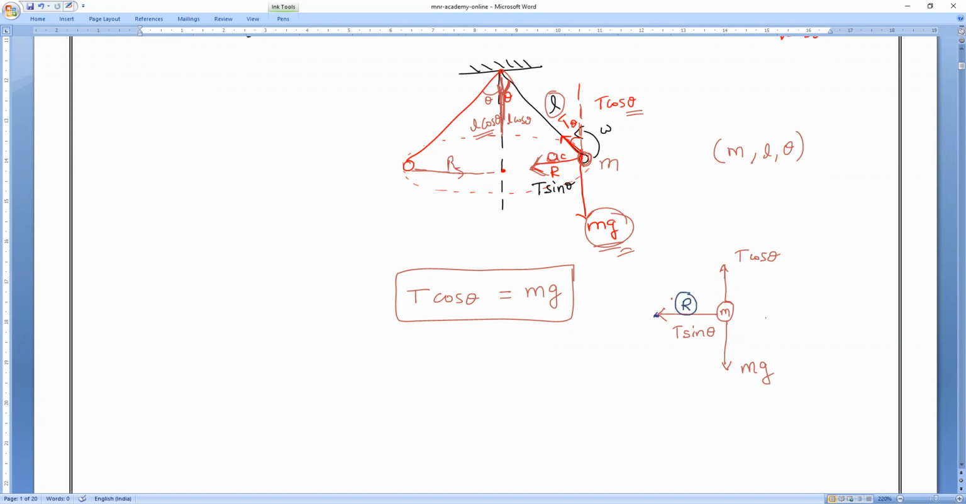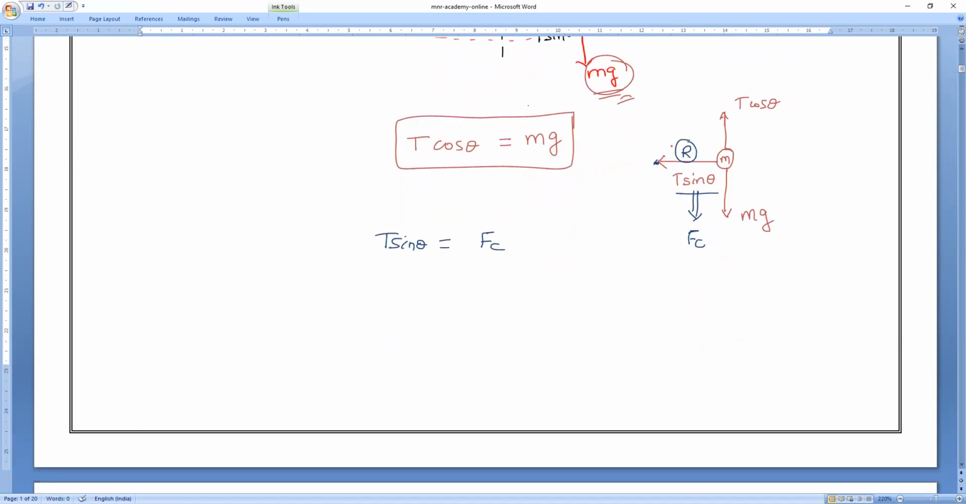What is that force called? T sin theta, which is acting towards the center. That is what you should understand. Clear? So from that I can say T sin theta is equal to the resultant force, or we can say centripetal force. Am I right, everybody?